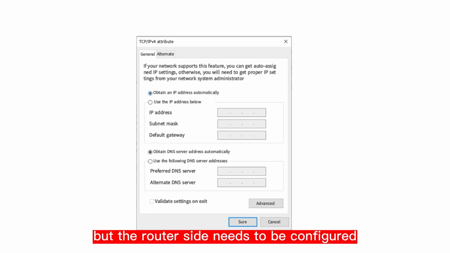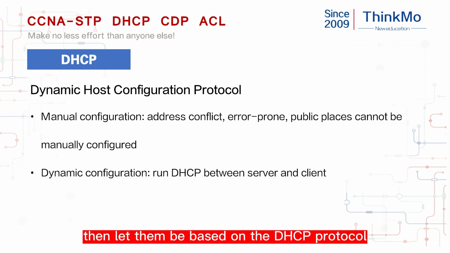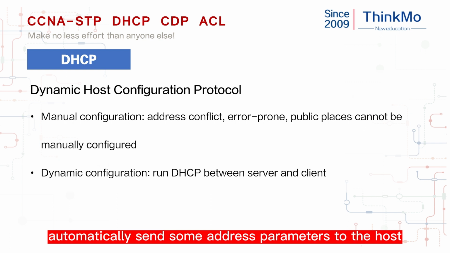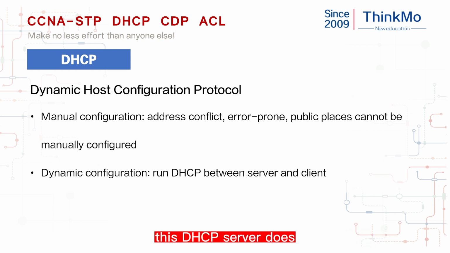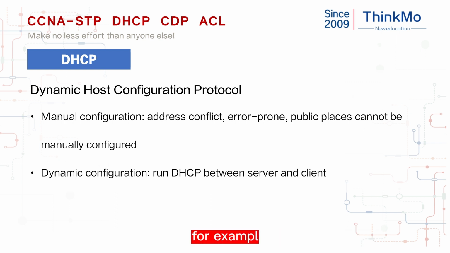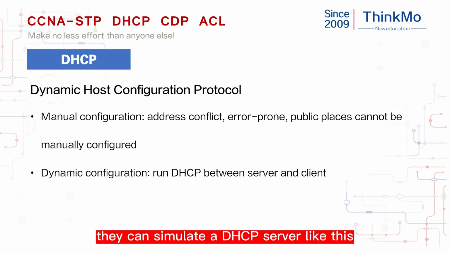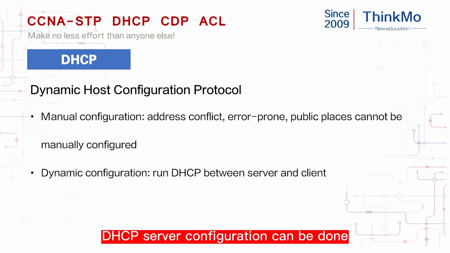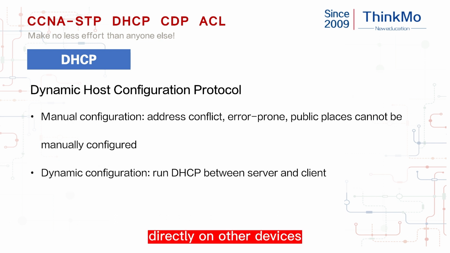But the router side needs to be configured. Then let them be based on the DHCP protocol. Automatically send some address parameters to the host. This DHCP server does not need to purchase the hardware of the DHCP server separately. For example, it can use a router, layer 3 switch, firewall. They can simulate a DHCP server like this. That is, DHCP server configuration can be done directly on other devices. You don't need to buy a separate server.